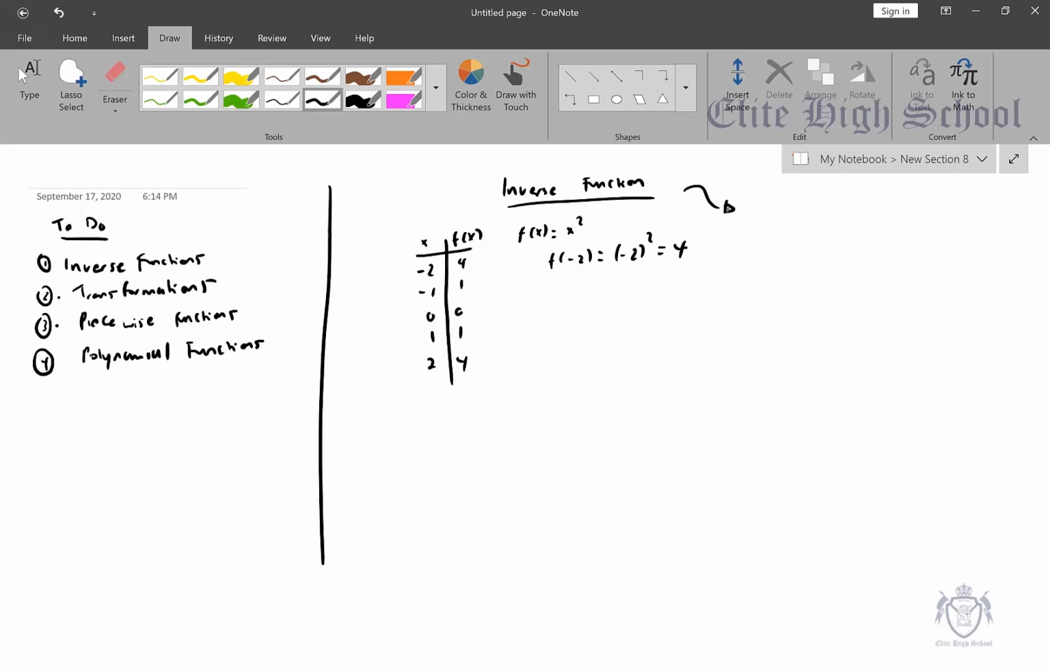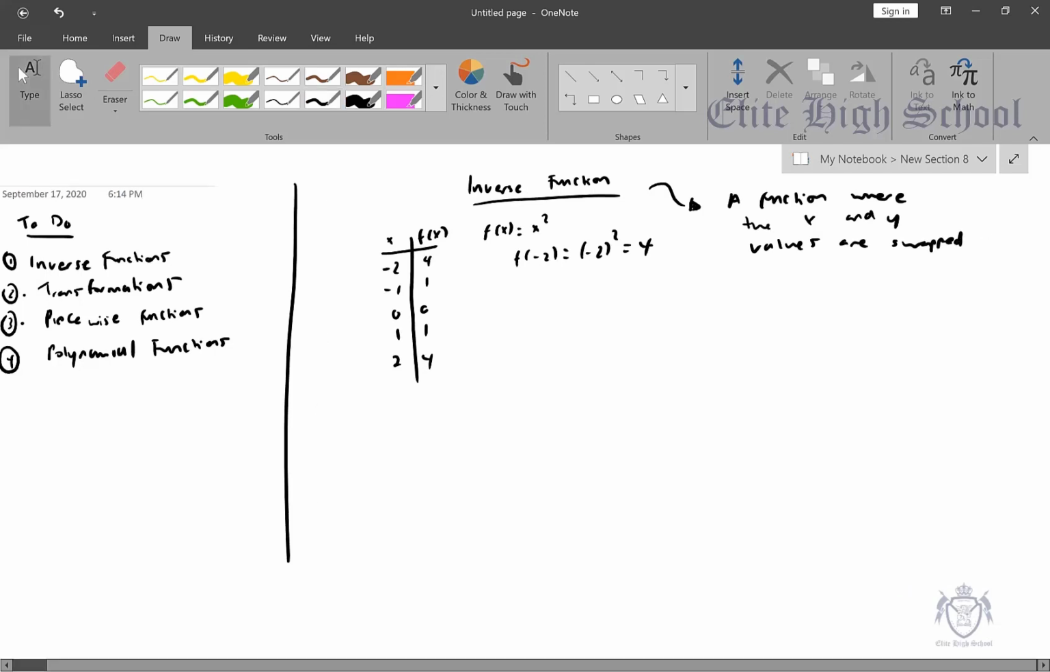So the inverse function is a function where the x and y values are swapped. An inverse function is the inverse of a particular function. So if this is a particular function, f of x, the inverse function we usually denote as f inverse of x. Basically, those equivalent points will look like this instead.